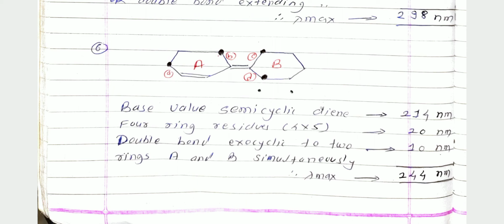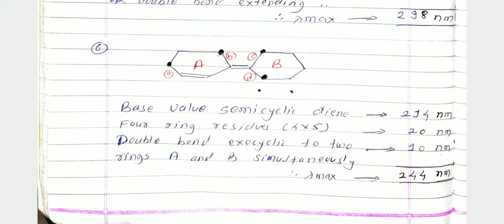Means the base value for semicyclic diene is 240 nanometer. 4 alkyl substituents, considering ring residue, is 20 nanometer, and one double bond hexacyclic to two rings simultaneously has a value of 10 nanometer. Therefore, the lambda max value is 244 nanometer.